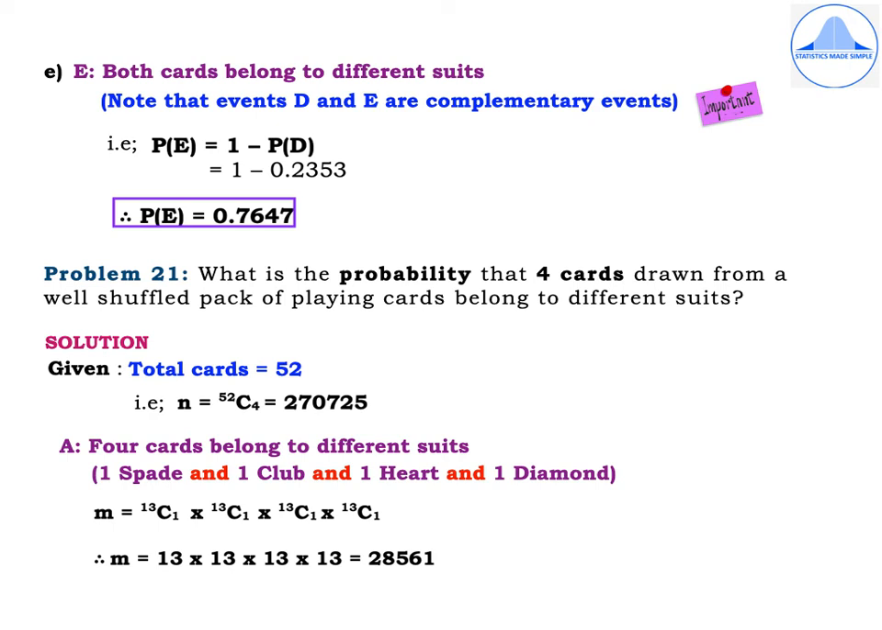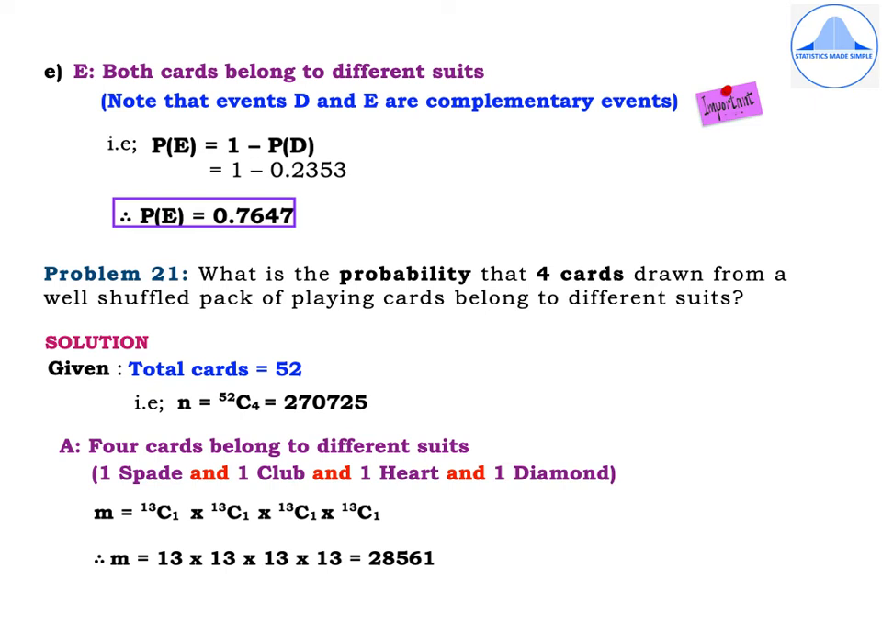Problem 21. What is the probability that 4 cards drawn from a well-shuffled pack of playing cards belong to different suits? So remember that different suits means it will be one of each suit. Solution, given total cards is equal to 52, that is N is equal to 52C4, which is equal to 2,70,725. Define event A as 4 cards belong to different suits.